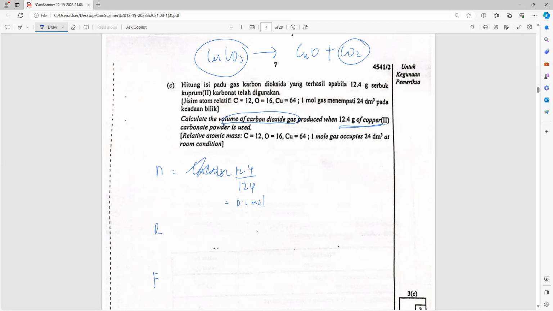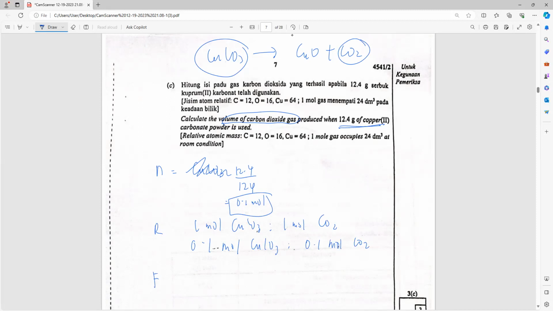Carbon dioxide. Very good. I want the number of moles of carbon dioxide, so we ratio it. 1 mole of copper carbonate gives me 1 mole of carbon dioxide. From my calculation, I get 0.1 mole of copper carbonate, and 0.1 mole of carbon dioxide. Sorry for the horrible writing.